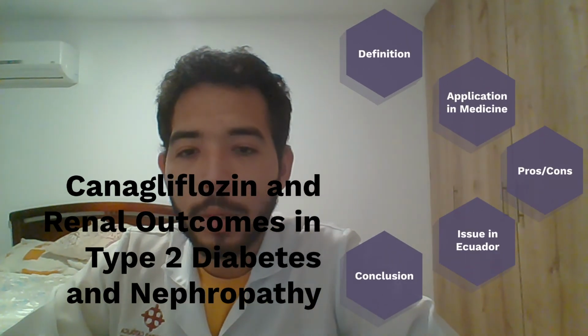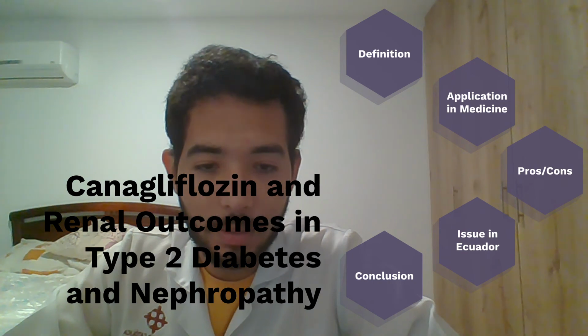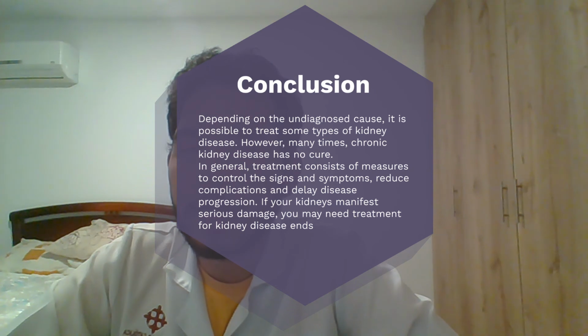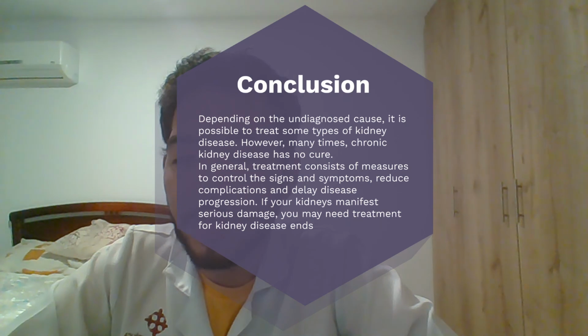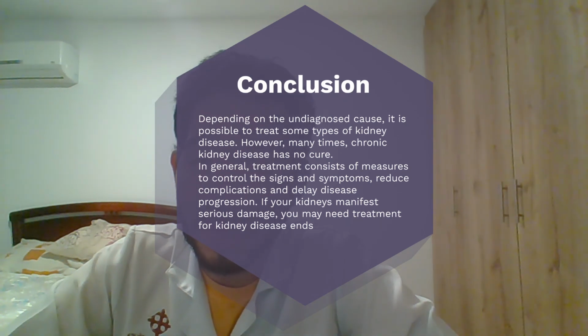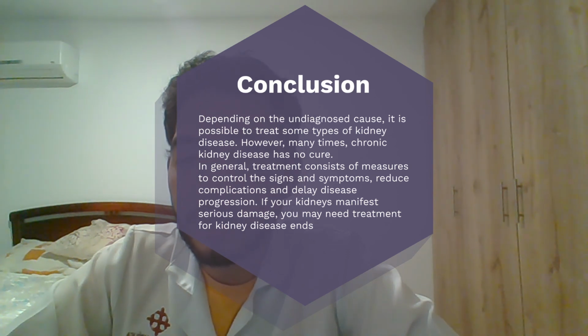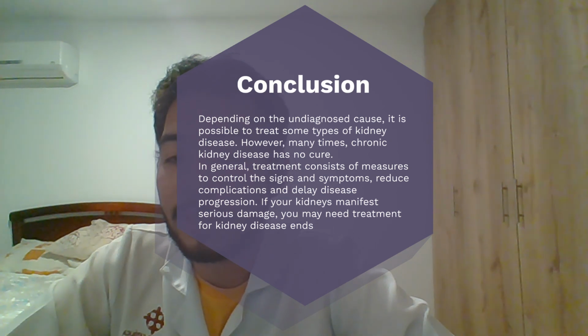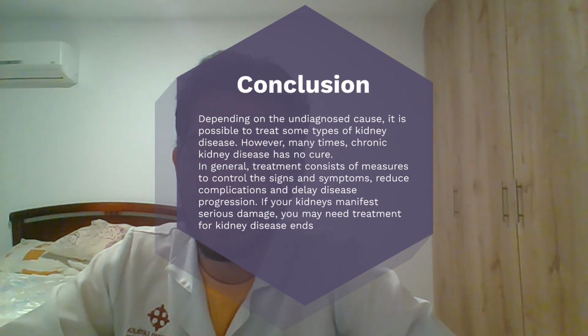With this in mind, we can conclude that depending on the underlying cause, it is possible to treat some types of kidney disease. However, many times, chronic kidney disease has no cure. In general, treatment consists of measures to control the signs and symptoms, reduce complications, and delay disease progression. If your kidney manifests serious damage, you may need treatment for end-stage kidney disease.